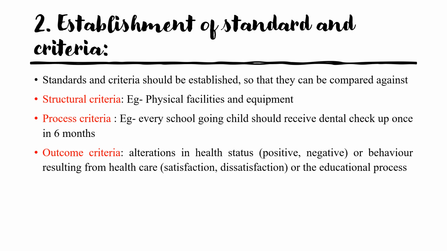What is the process criteria? For example, if you are going to do a dental checkup in school-going children, the school health checkup should be planned for every 6 months. Likewise, outcome criteria is the alteration in health status, whether positive or negative, or behavior resulting from healthcare, like satisfaction, dissatisfaction, or an educational process. It is measured with the outcome criteria.